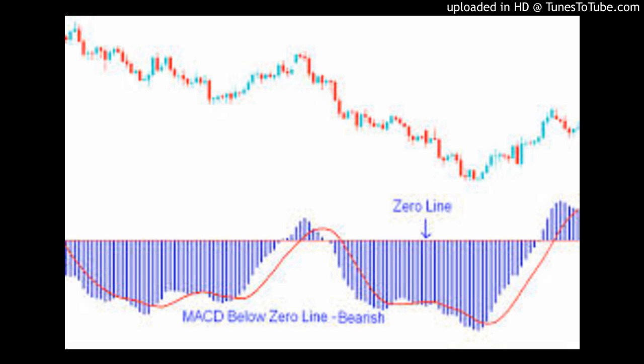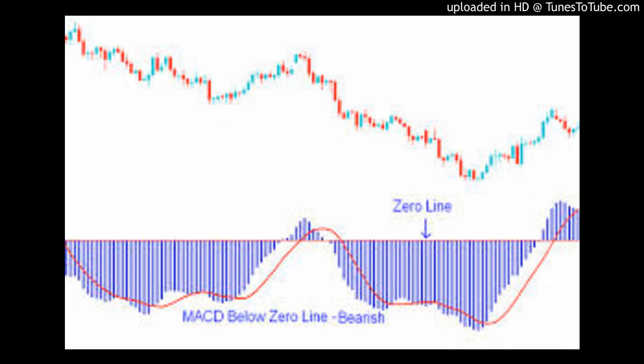So the first event that will happen after a valid crossover in a reversal context is the increasing angle and separation of MACD relative to its trigger. By angle, we mean, of course, is it pointing up or down with some good slope? And by separation, we mean the physical gap between the two lines, MACD and its trigger.